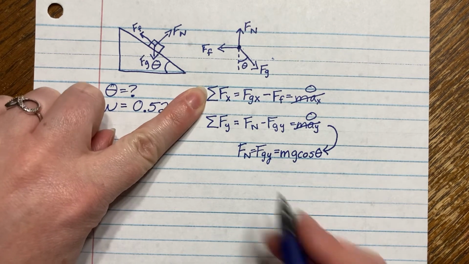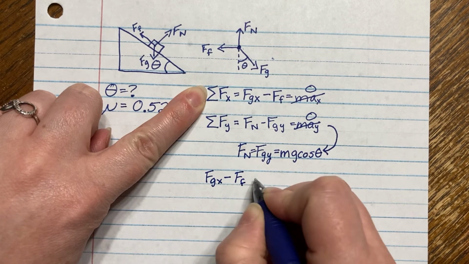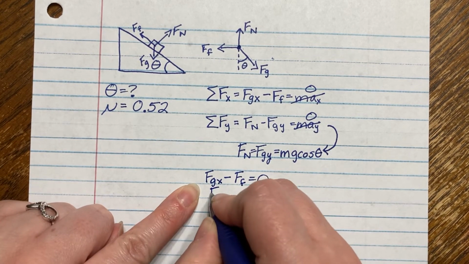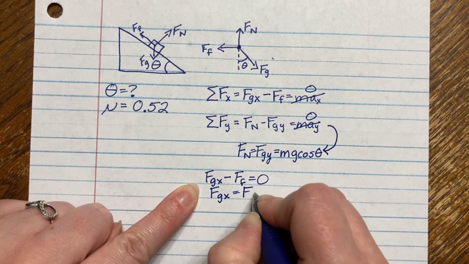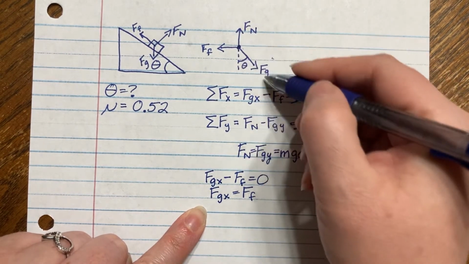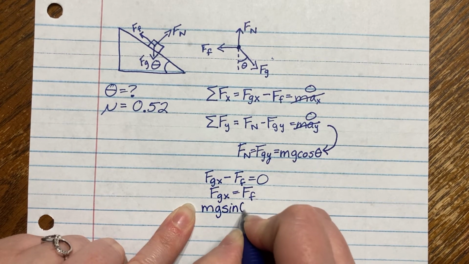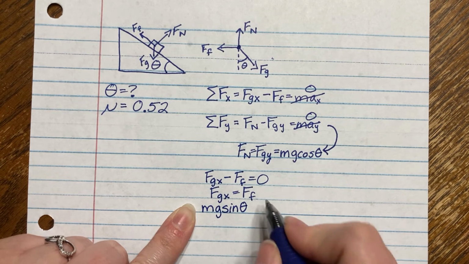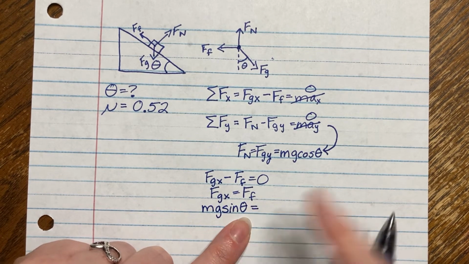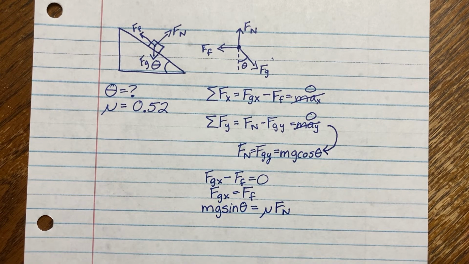So now we're going to go up here. We have FGX minus FF equals 0. So that tells us these two are equal. Well, we know that FGX is mg, and x is the opposite this time, so it's going to be mg sine theta. We also know that the friction force is mu times Fn. Now, neither of these seems super helpful in finding our theta, but let's keep going.